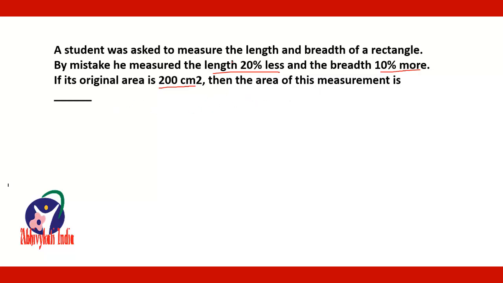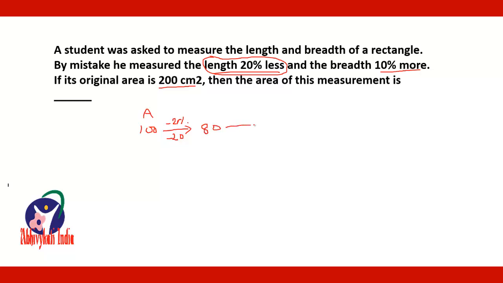Now a student by mistake measures the length to be 20% less. Now first we will assume that let the area be 100 and the student measures the length as 20% less. So 20% less, so 20% of 100 will be 20. So 20 square units area will be less, so it will be 80.